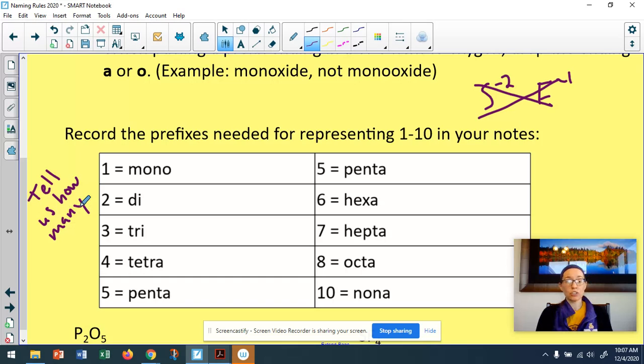So a big distinction between covalent and ionic compounds is that in covalent, we're told how many are in the formula. In ionic, we determine it based on charge. Nothing in the name of an ionic substance indicates how many of something there is.